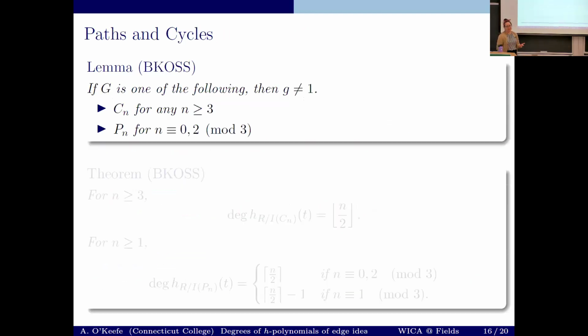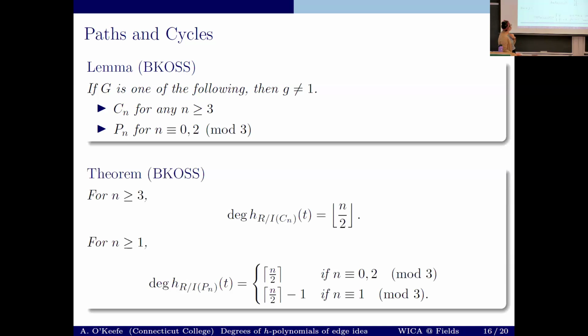So anytime you're going to prove something about edge ideals, what do you look at first? You look at paths and cycles, because they're the easiest structures to look at. We showed that if G is either a cycle or a path, where a path is just a line graph on n vertices, then as long as n is congruent to 0 or 2, not 1, mod 3, we get that G is not equal to 1.